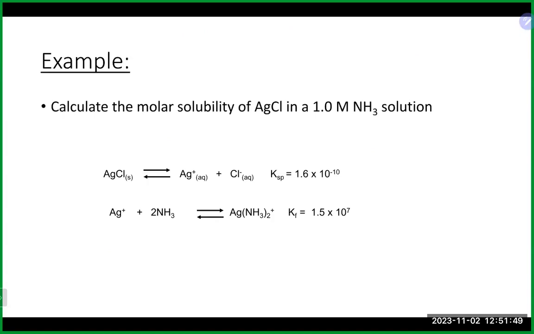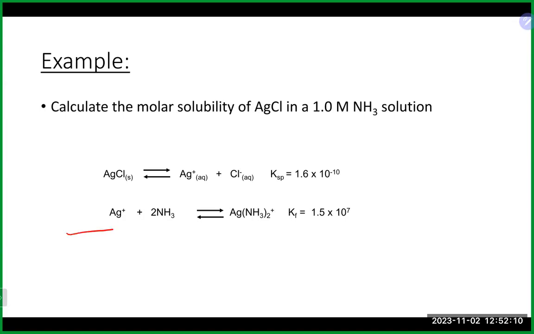All right, one last one here to wrap it up together. Calculate the molar solubility of silver chloride in 1 molar ammonia. We have a stepwise sort of process here. We have our silver chloride with our KSP, and we have our silver making a complex ion with ammonia.